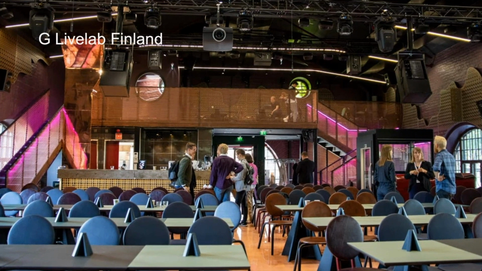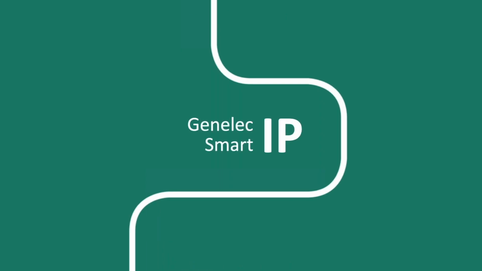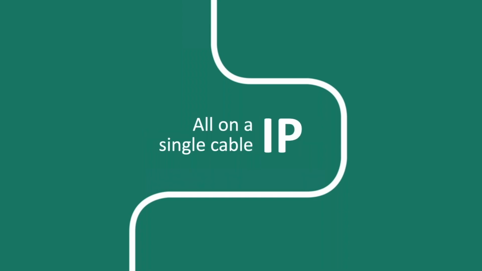So those are the different fields of application and a few examples of what networked audio and IP audio can do. And then let's look at what Genelec has to offer, what kind of products we have recently introduced for the AV installation market. We call it Genelec Smart IP. It is a system where audio, system management, and power is passed in the IP network, and all that on a single cable.